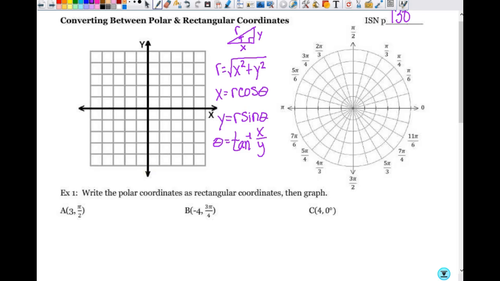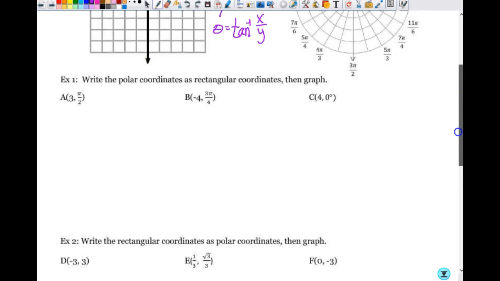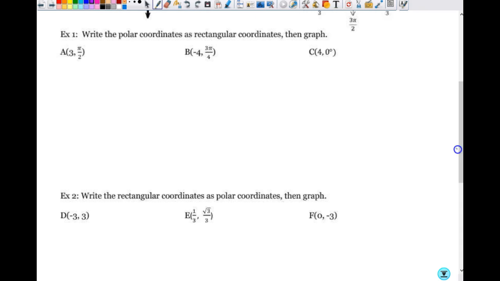And so these problems down at the bottom, we're not doing all of them. But we're going to do a couple of them, and we're going to plot them because I want you to see what's happening. But this is just what we did yesterday using this stuff here. So when I go to letter A, Example 1, letter A: 3, pi halves. This is in polar form. I want it in xy form, right?